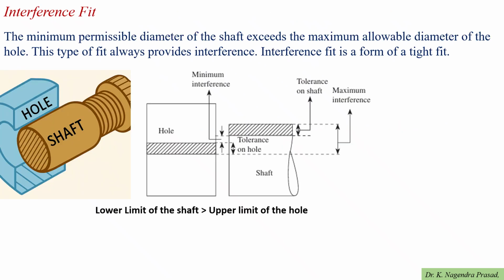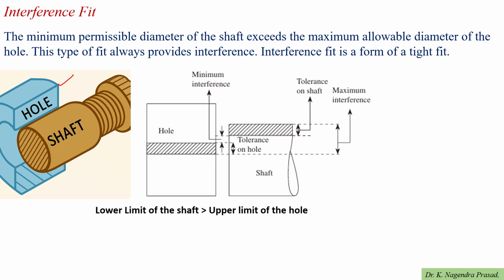Next we will discuss the interference fit. Interference fit exists between two mating parts when the minimum permissible diameter of the shaft exceeds the maximum allowable diameter of the hole. An interference fit always provides interference, and it is a form of tight fit. In the schematic you have to observe this, so this is the interference fit.